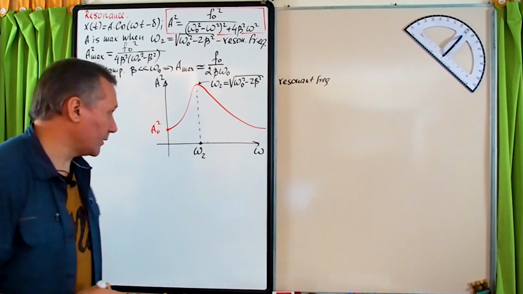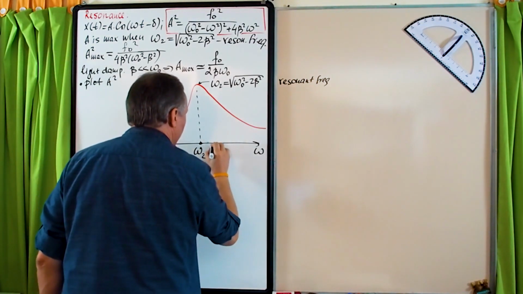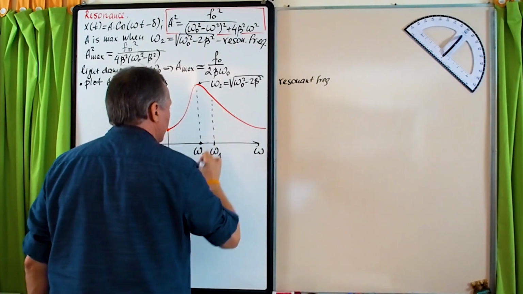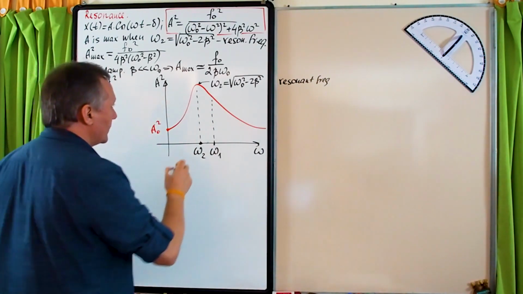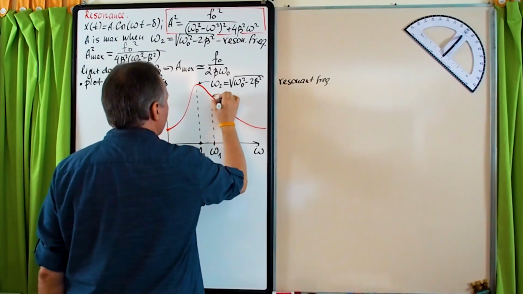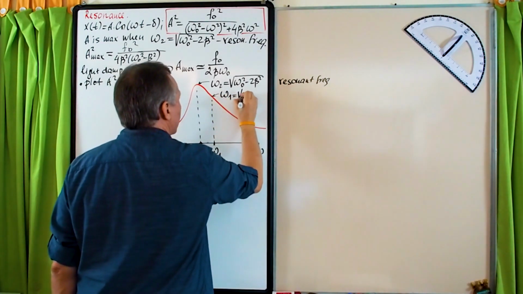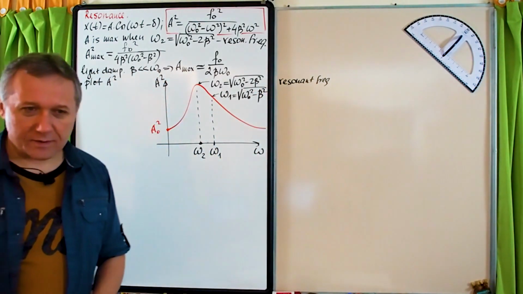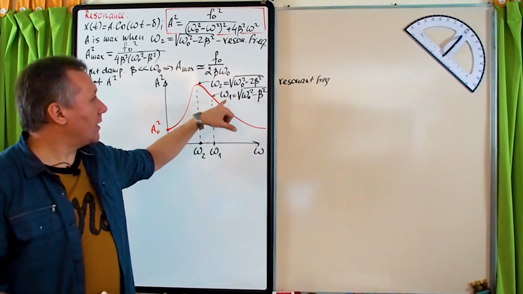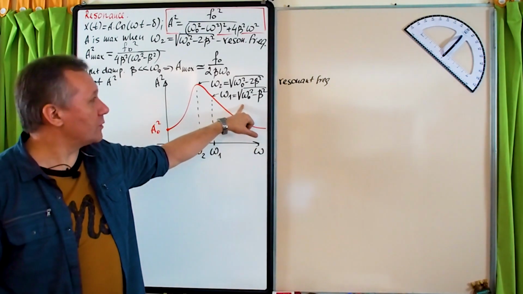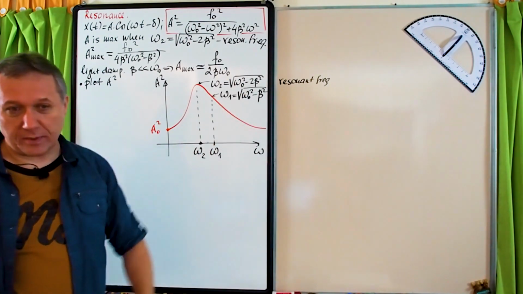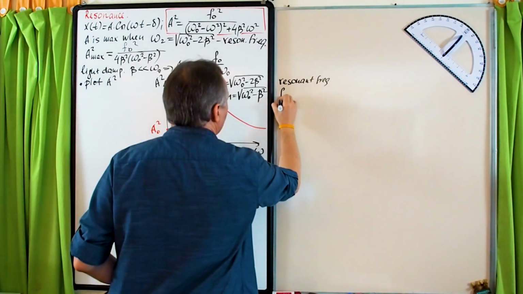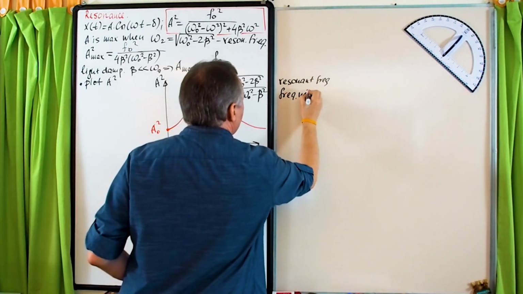Then frequency of the system with damping, omega 1. Let me show it here. So this will be approximately omega 1. And of course, omega 1 is larger than omega 2 because you remember the expression for omega 1. It's omega naught squared minus beta squared. Resonant frequency has minus 2 beta squared, while frequency of the system with damping has just minus beta squared. So I call it frequency with damping.